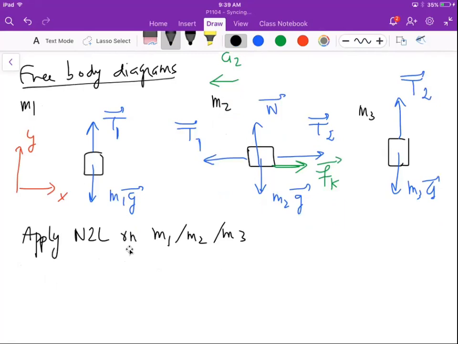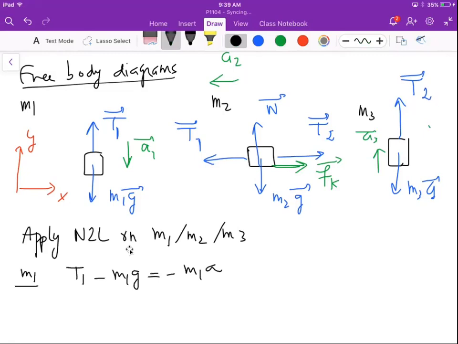So this M1 is going down, this is A1. M3 is going up, so this is A3. Okay, I'll draw it on this side. So this is A3. Okay, let's start. So we have on the first block, on the block M1, I have plus T1 minus M1G equals minus M1A.